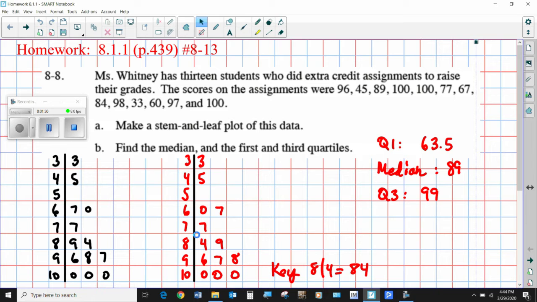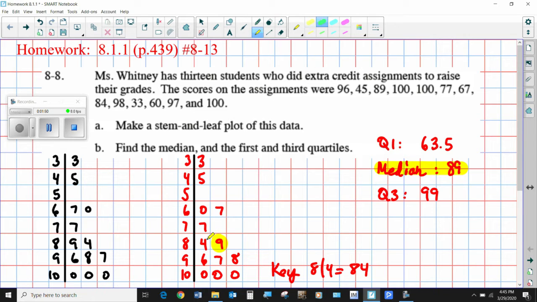So now that we've got these in order, we can find the median of this data. If there were 13 of them, 1, 2, 3, 4, 5, 6, 7, the seventh one is going to be the one in the middle, right? 6 below, 6 above, and then 89 is in the middle. So that means 89 is the median.